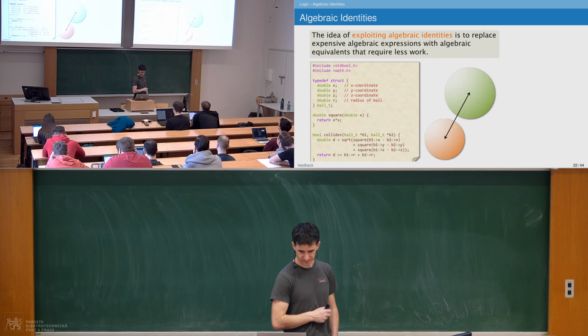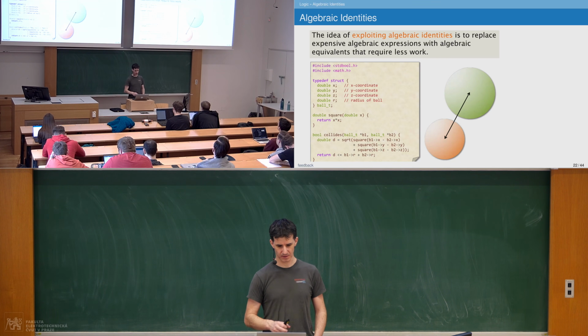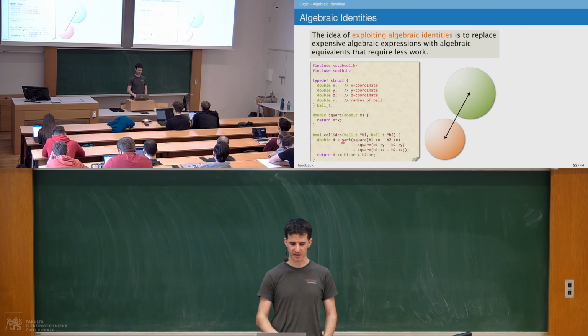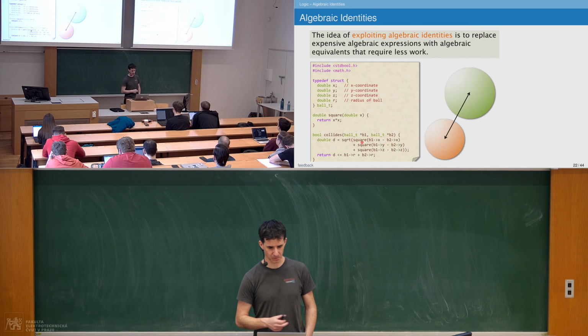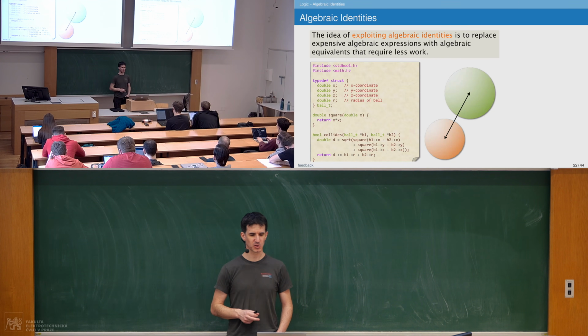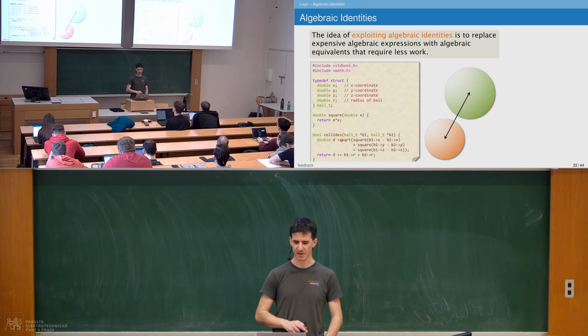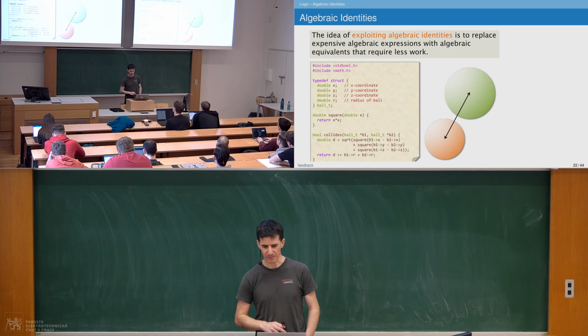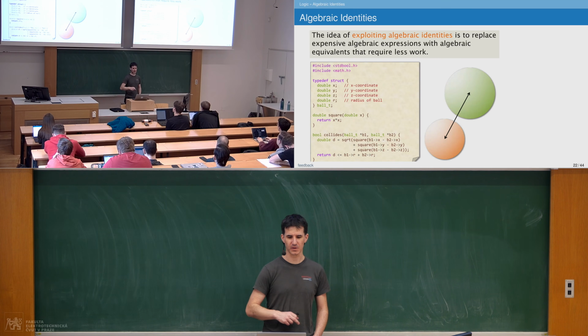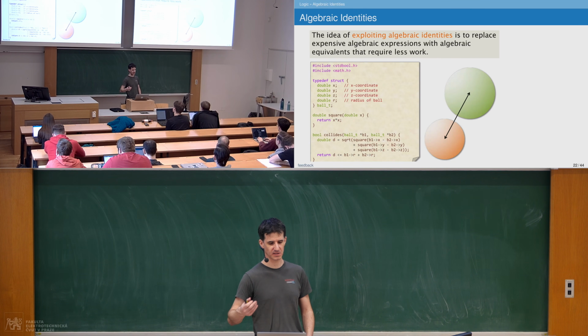So the naive way of calculating that would be just to perform this calculation. And you remember what I said before, square root is a very slow operation, so maybe it would be a good idea to avoid this square root to make things faster.